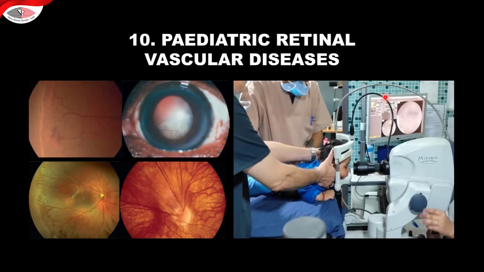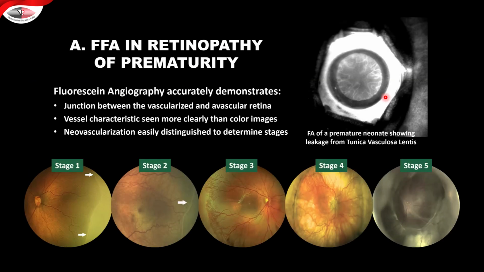Now, pediatric retinal vascular diseases, sometimes also angiography can help, although it has its own challenges because of the age of the child. Most commonly in retinopathy of prematurity. A lot of retinopathy of prematurity is diagnosed clinically because it's meant to be a clinical diagnosis and different stages are defined, and on that basis, early laser or at times anti-VEGFs are given to treat these patients. Fluorescein angiography accurately demonstrates the junction between vascularized and avascular retina. Vessel characteristics are seen much more clearly than color images, and they help define the stages.